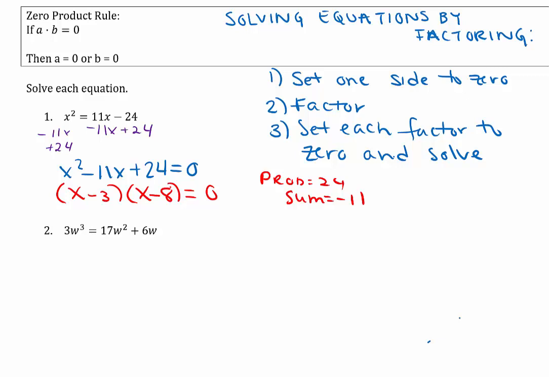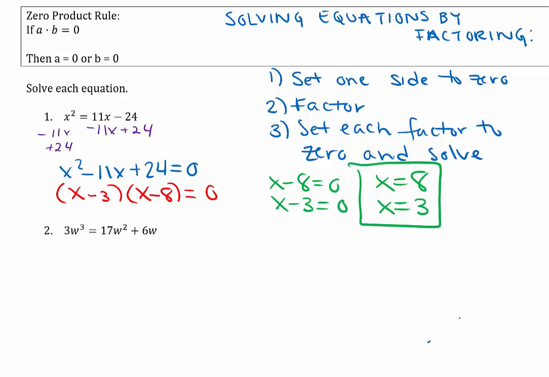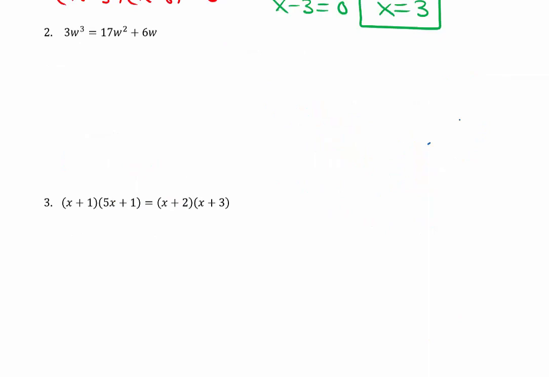Finally, step 3 says we set each factor to 0, and now we have two equations that we can solve. The first one, I add 8 to both sides, x equals 8. The second one, I add 3 to both sides, x equals 3. So this quadratic equation, this equation with an x squared in it, ended up having two solutions. Let's go through this same process with example 2.